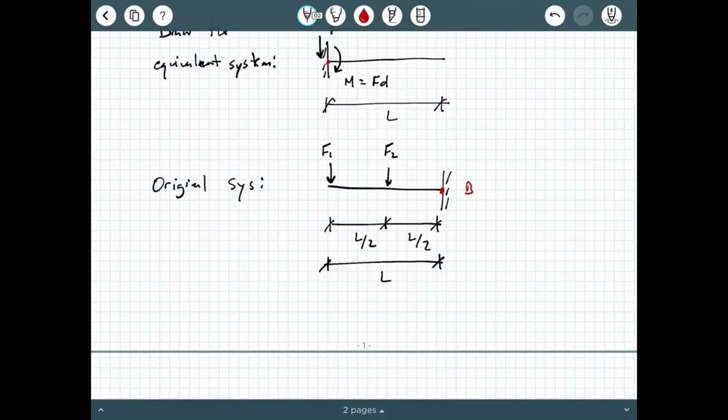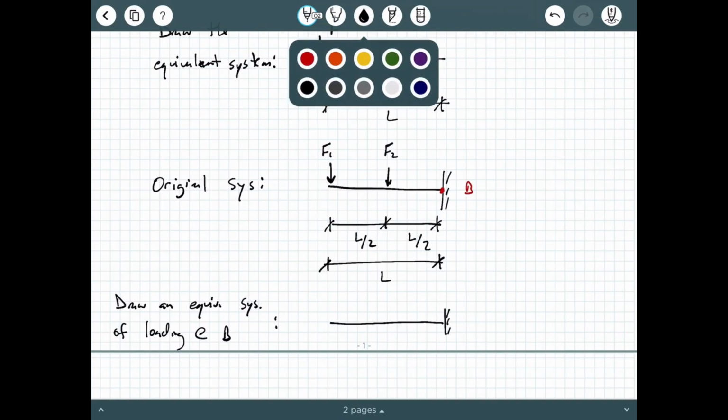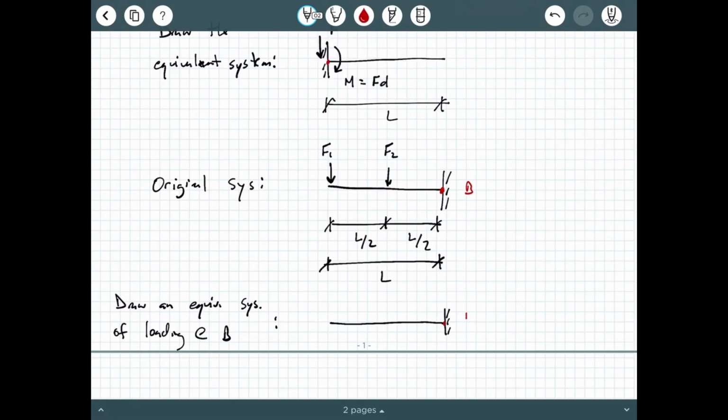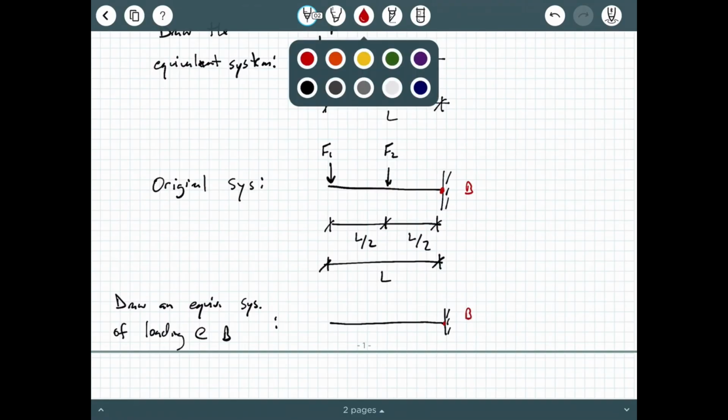I'm going to call this point B. So let's draw an equivalent system of loading at point B in this case. Similar to what I did before, I'm going to redraw the beam itself in terms of its geometry. Here's point B.